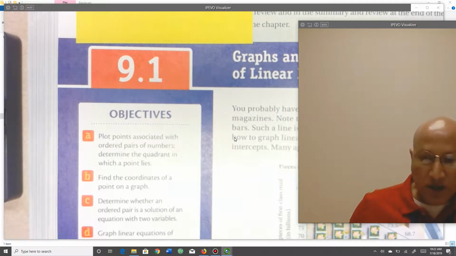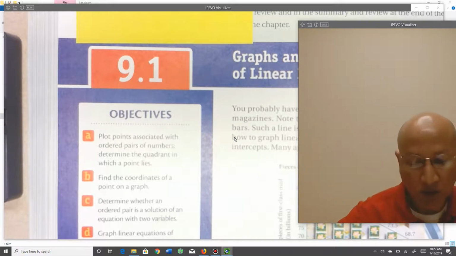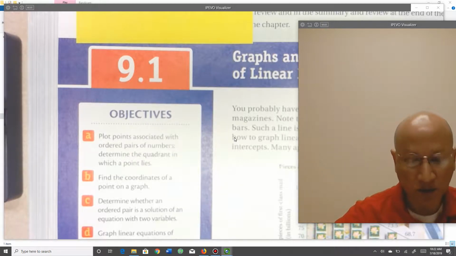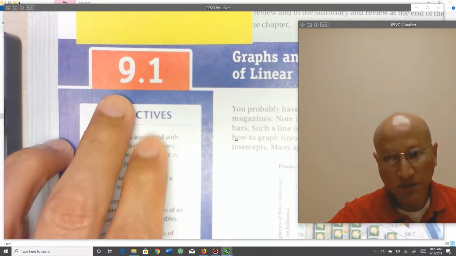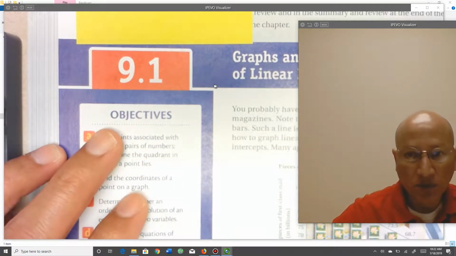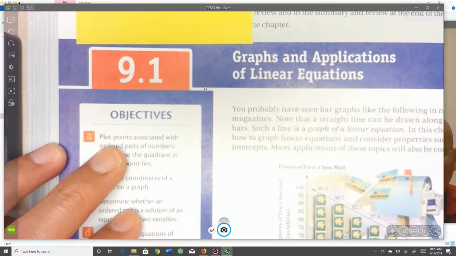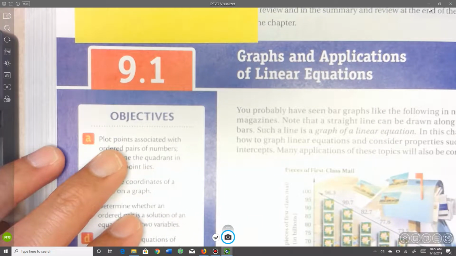Okay. So yeah, I'm going to go by the book, and this time we are on chapter 9. We start in chapter 9, and the section is 9.1, as you can see here. And I'm going to make it full screen here, and start there.